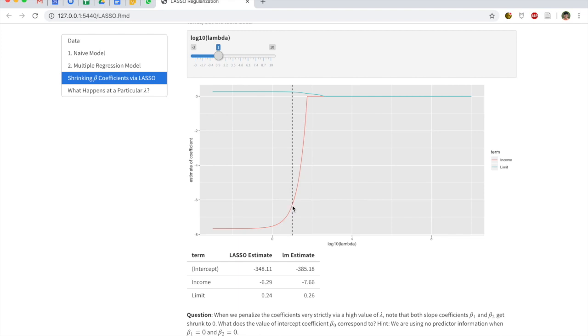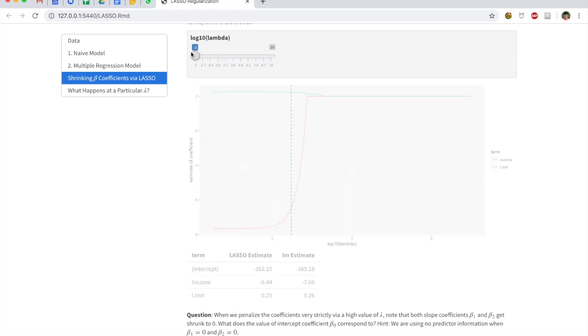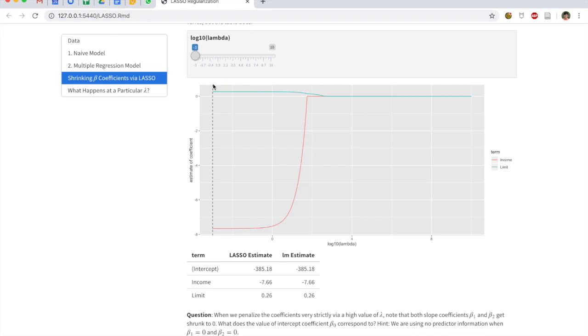Actually, you know what? Let's do the following. Let's set the value of lambda to be really small. The value of lambda is now represented by this vertical line. What are the fitted slope coefficients and intercept coefficients for this particular value of lambda? Right here. Negative 385, negative 7.6, and 0.26. Notice how for this particular value of lambda, the LASSO estimates match the multiple regression estimates. This is in fact the most complex model.